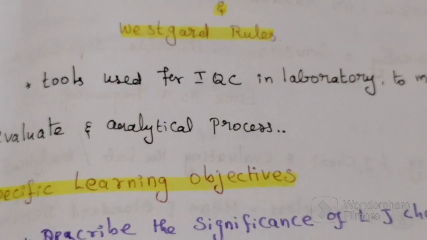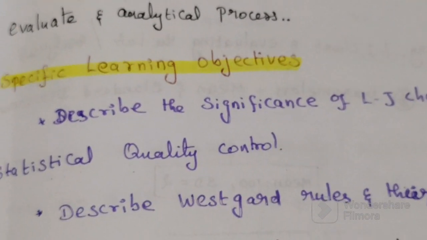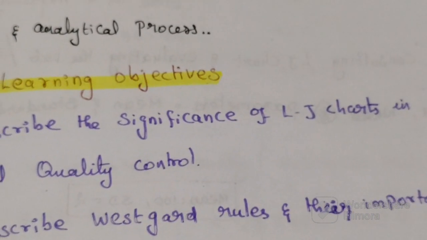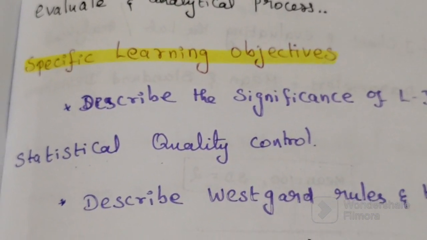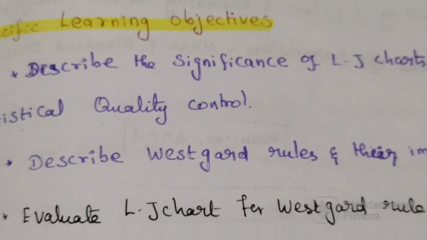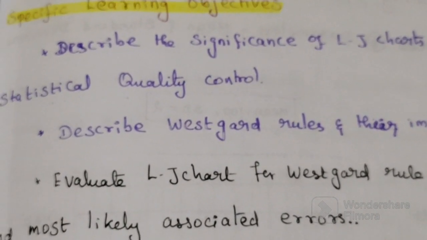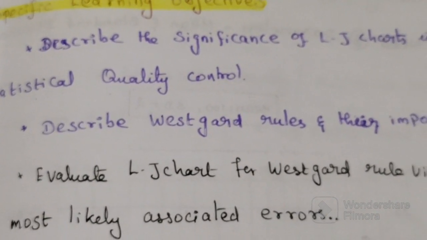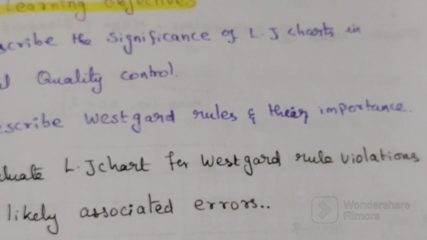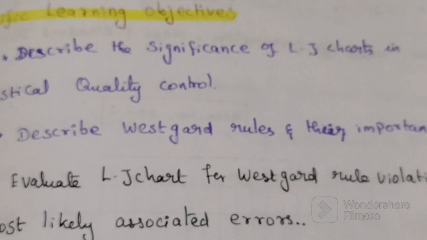Specific learning objectives are: first, describe the significance of LJ charts in statistical quality control. Second, describe Westgard rules and their importance. Third, evaluate the LJ chart for Westgard rule violations and most likely associated errors.